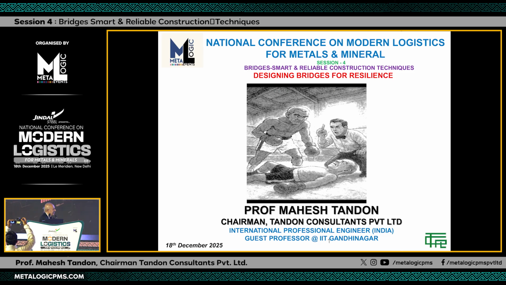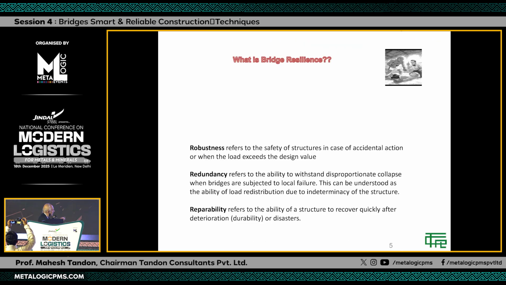So the resilience definition has this very good example in a boxing ring, but it depends, like I said, on robustness, redundancy, and repairability. And each one of them, when we talk about structural engineering: robustness means that in case of an accidental action, when the load exceeds the design value, there should be minimum damage.